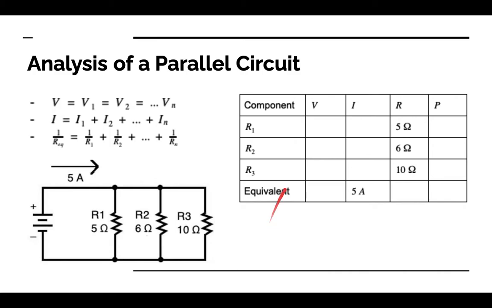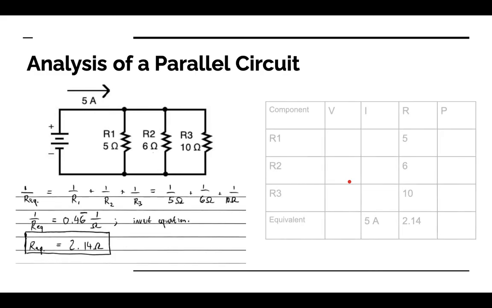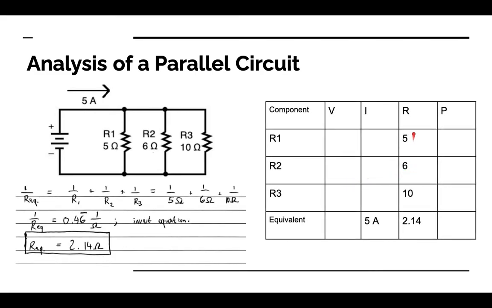So we can start by filling out the resistance part. So we have R1 is 5 ohms, R2 is 6 ohms, R3 is 10 ohms, and then we can fill out the equivalent current, the total current in the circuit, which is 5 amperes, okay? So moving on, let's do a little bit of analysis here. So please note, with a parallel circuit, we cannot just add 5, 6, and 10 together to get our equivalent resistance. We now have to use the equation for equivalent resistance for parallel circuits.